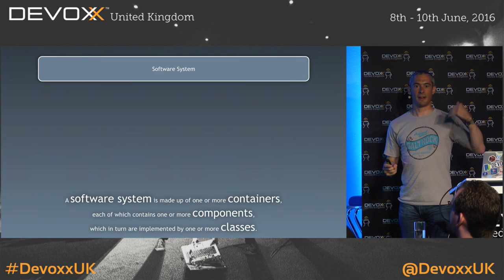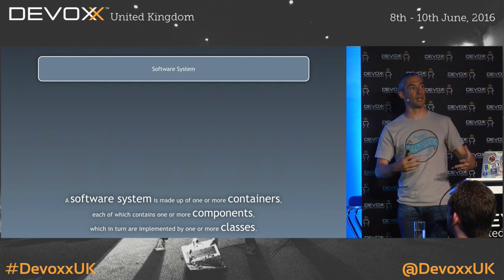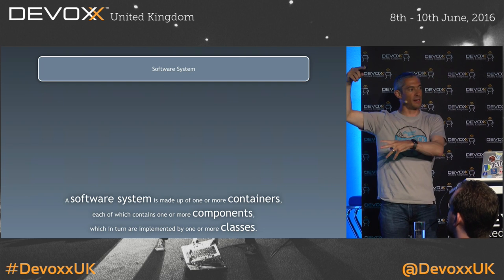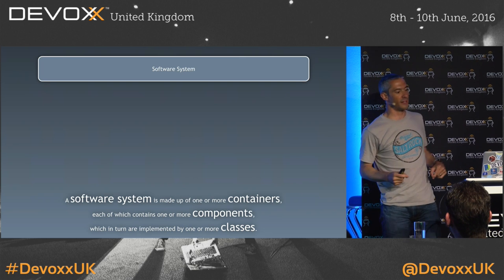So the way that I do this is I teach teams a very, very simple set of abstractions that we can then use to describe, especially, the static structure of a system. And this is all described in my Art of Visualizing Software Architecture book, which you can download for free.